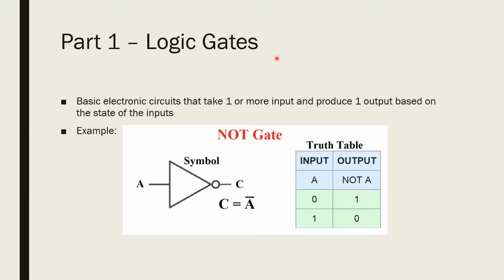Now an introduction to logic gates. So what logic gates are? Logic gates are just a basic electronic circuit, and what they do is they take one or more inputs and they produce a single output based on the state of the inputs. So we can see, for instance, a simple logic gate, the NOT gate. It has a single input, which is labeled as A, and then it has one output, which is labeled as C. And we can see that C is the complement of A, or the inverse of A. So if we look at the truth table, we can see that when the state of A is 0, the output is 1. If the state of A is 1, its output is 0. Very simple.